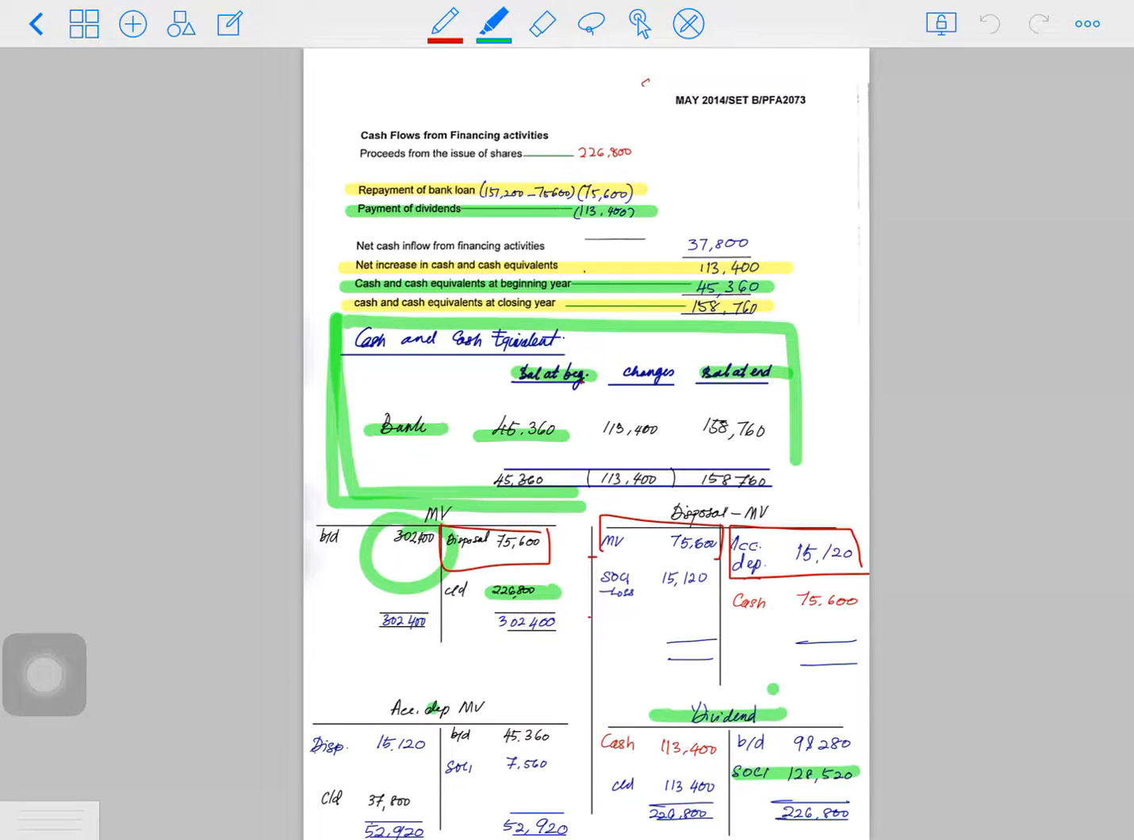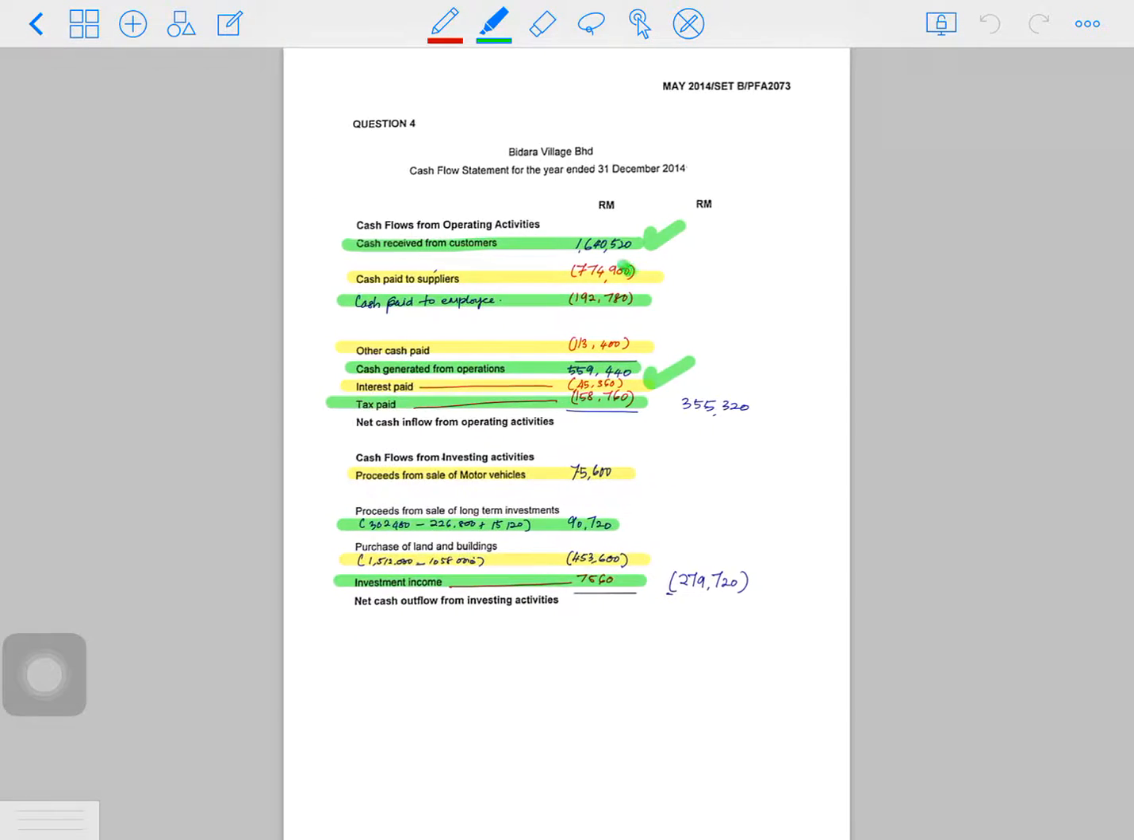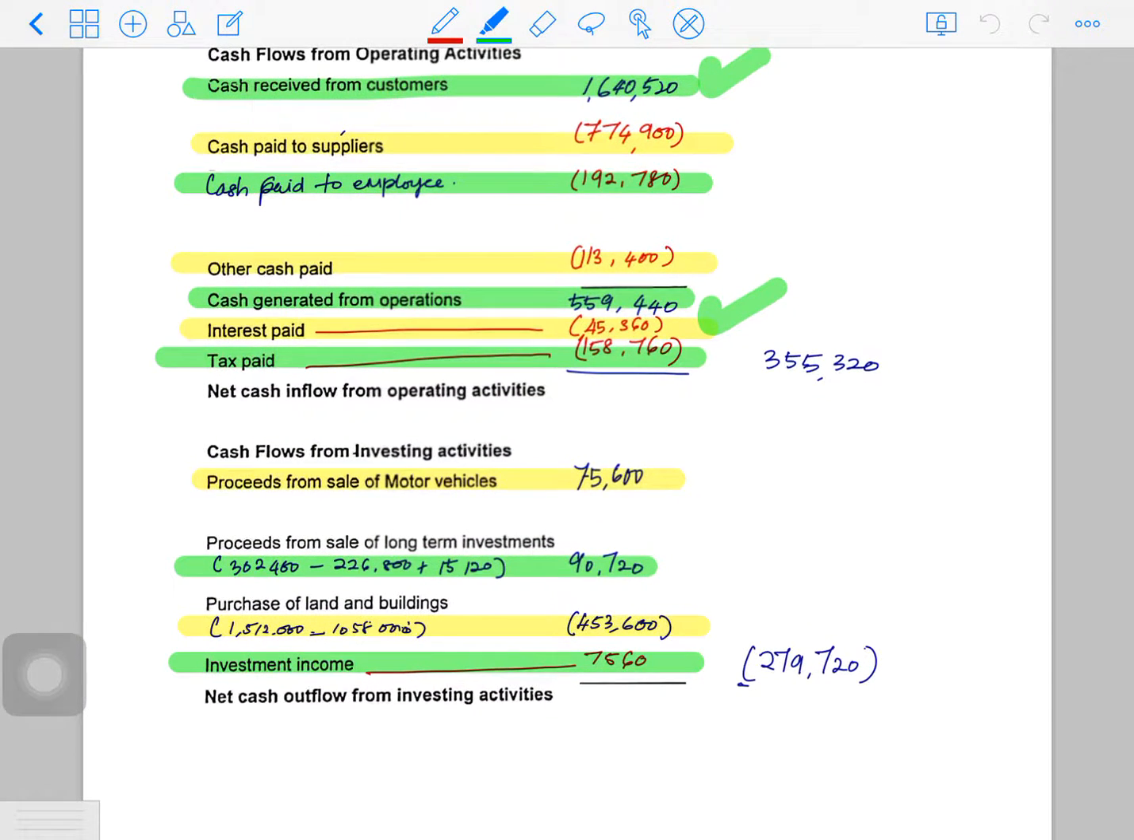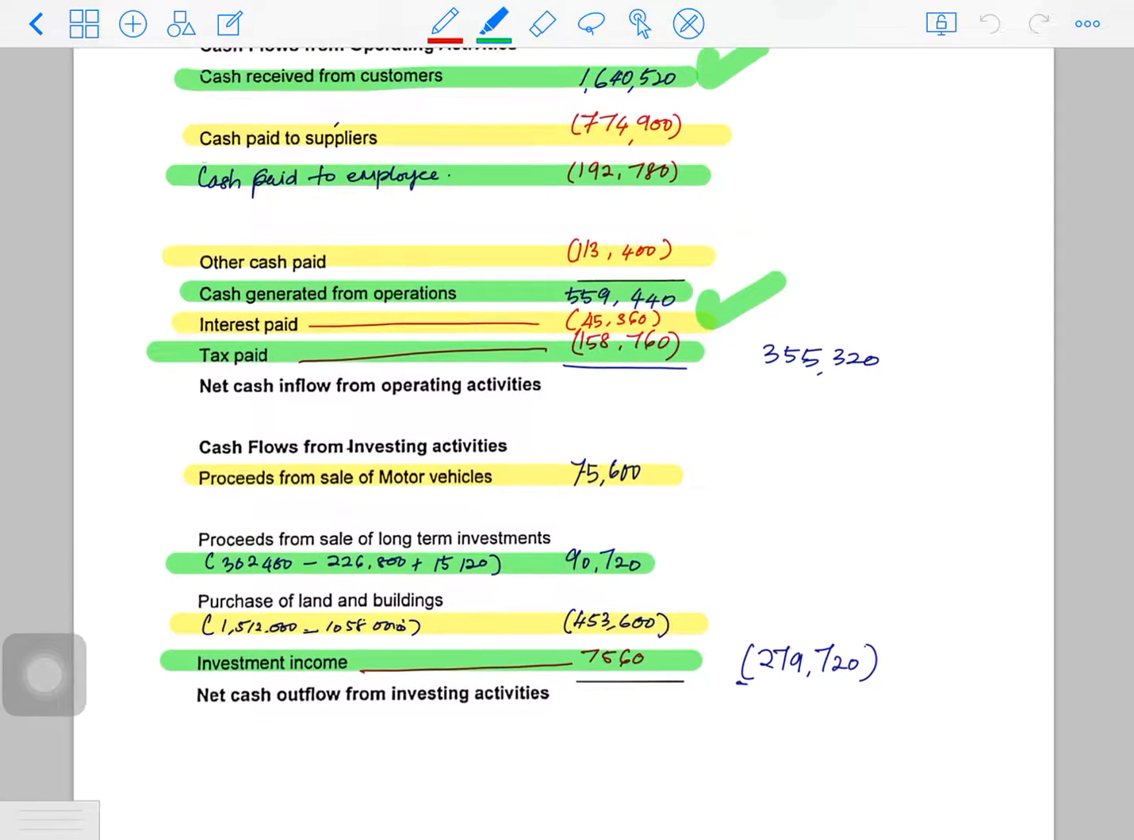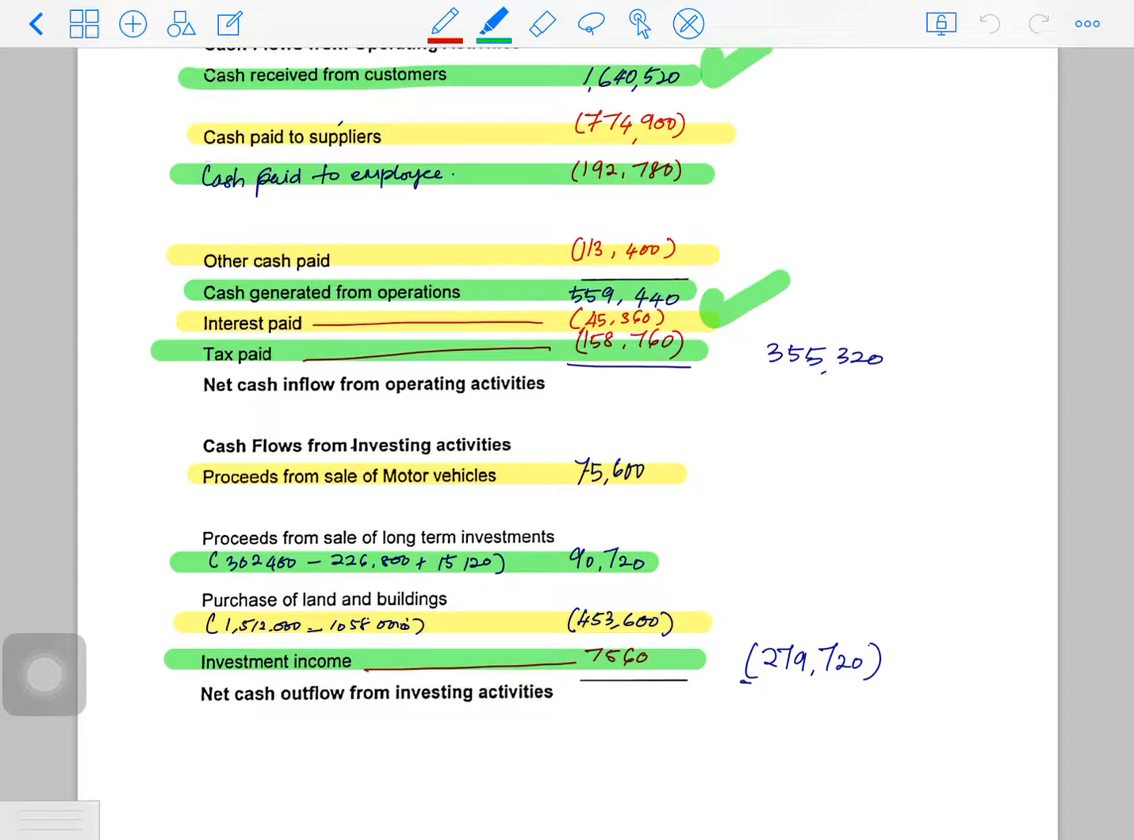Faham tak? So income from investment ni kita masuk dalam bahagian mana? Investment activities kan? Investment income which is berapa? 7560. Kita ambil amount yang ada dalam SOCI tu kan? Sebab tak ada accrual, tak ada prepayment. Amount yang kita receive, charge to PNL tu is the amount we actually receive. Okay, sama lah dengan interest tadi. Amount yang charge to PNL tu is the amount yang kita bayar, sebab dia tidak ada accrual ataupun prepayment.